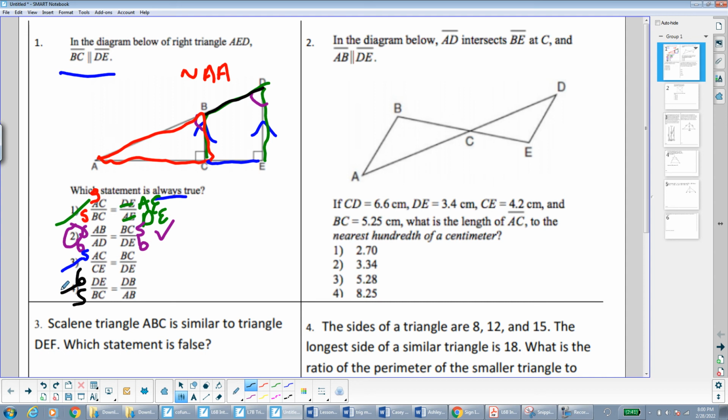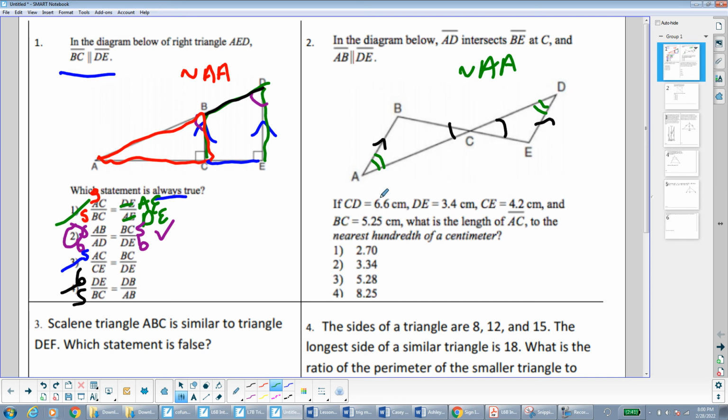Number 2. In the diagram below, AD intersects DE at C, and AB is parallel to DE. We have vertical angles here, and we also have congruent alternate interior angles since we have parallel lines cut by a transversal. Now we can see that the two triangles in this diagram are similar by AA, so that means the corresponding sides are proportional. So we can set up a proportion involving the corresponding sides.